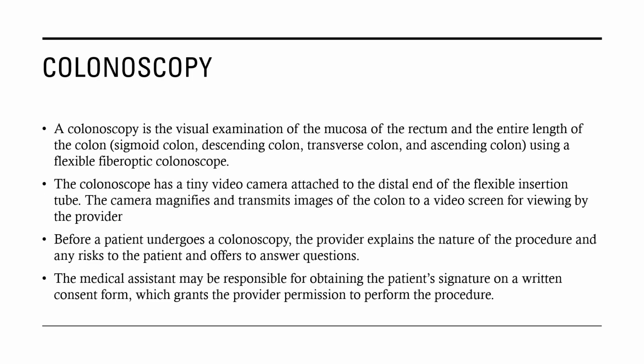Okay, next up we have a colonoscopy, which is very similar, but it looks at a little bit more. So a colonoscopy is the visual examination of the mucosa of the rectum and the entire length of the colon, which includes the sigmoid colon, descending colon, transverse, and ascending colon. And we're going to use a flexible fiber optic colonoscope. This scope has a tiny video camera attached to the distal end, which is pretty much the same as the sigmoidoscope. It's going to help to magnify and transmit those images on a screen so the provider can view it and see what's going on.